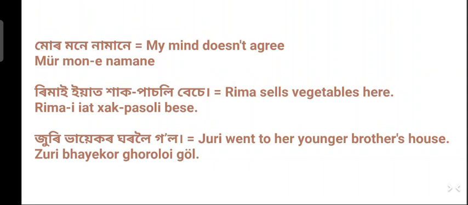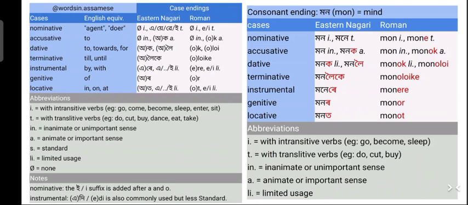Let's now move to the second case. The first one, nominative case, does not have an equivalent in English, but the second one, accusative case, has an equivalent, which is to. I should tell a few more things about nominative case before moving to accusative. So let's go back to nominative case.